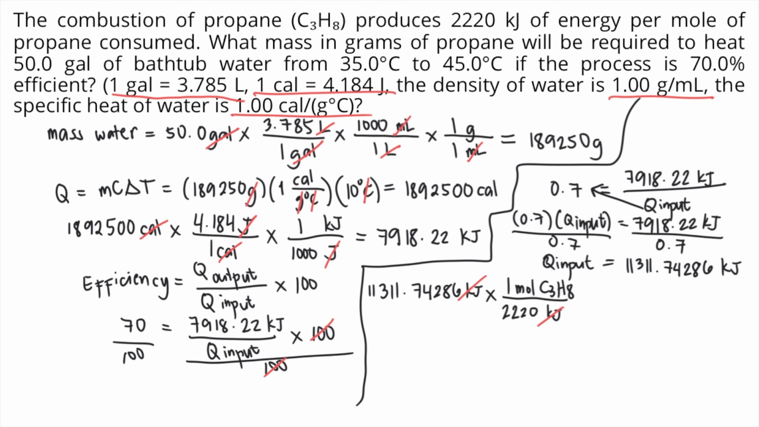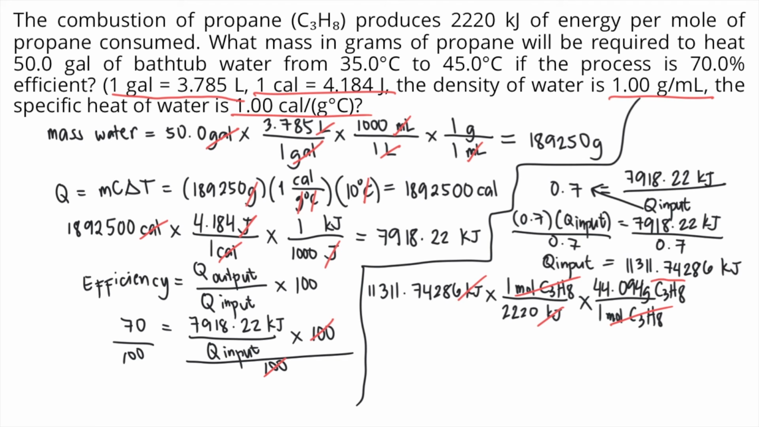And now we can convert the moles of propane into the grams of propane. So how do we do that? We simply use the molar mass of propane. So 1 mole of C₃H₈. You can compute this using your periodic table of elements. So 3 carbons and 8 hydrogens. The molar mass of propane is 44.094 grams per mole of propane. So the moles of propane would cancel out, and finally we have grams of propane.